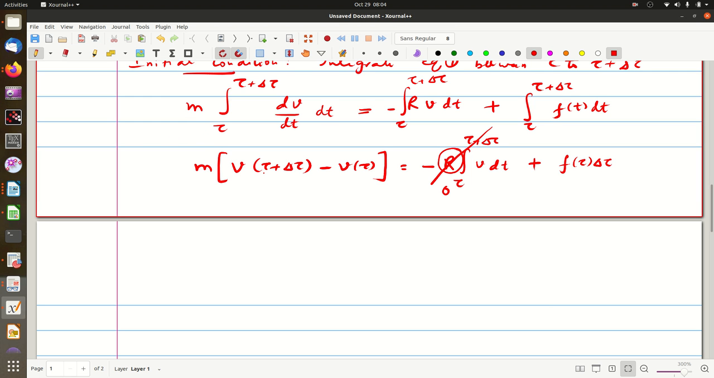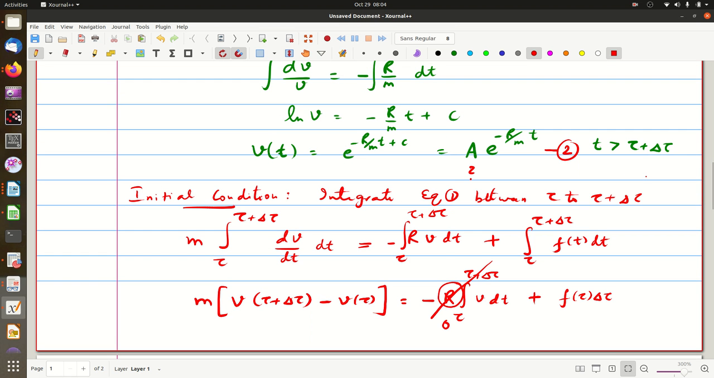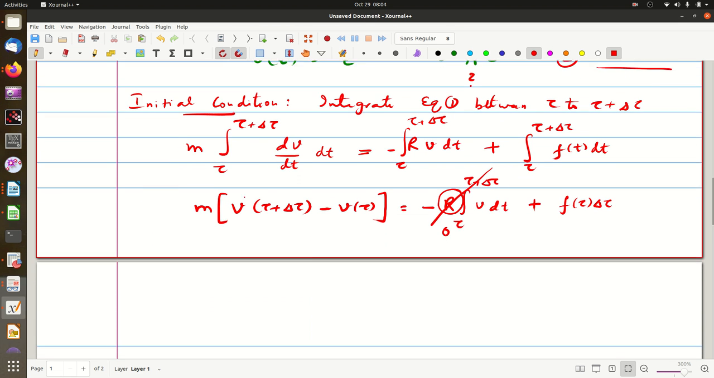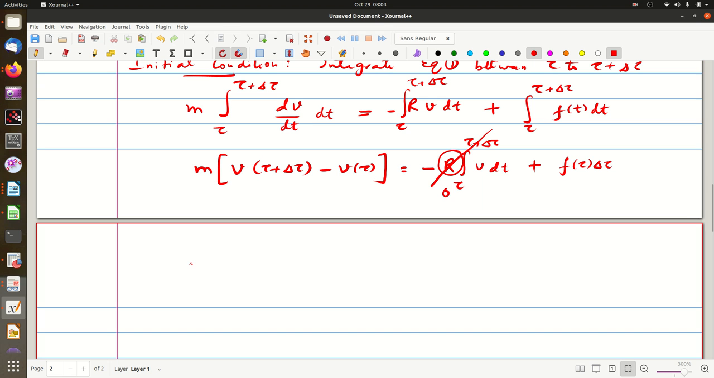So now what do we have? We already know what v of t is for t greater than tau plus delta tau, right? So v of t is known, it is a times exponential minus r by m times t. So let me substitute that. So m times a exponential minus r by m times tau plus delta tau, minus v of tau, which is 0, because up to time t equal to tau the velocity is 0, equal to f of tau delta tau.